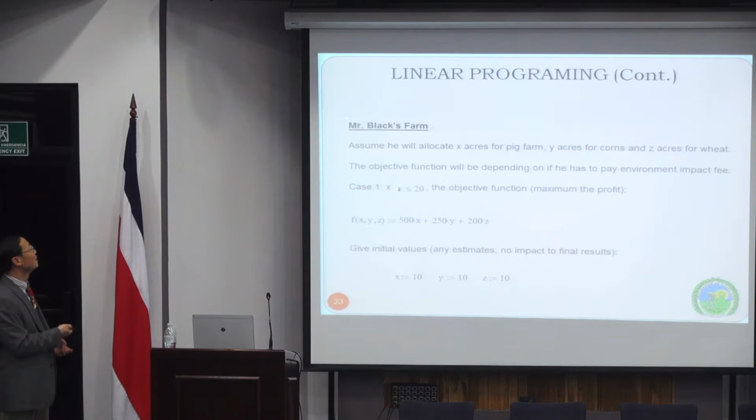And so the boundary condition will be x plus y plus z equals the total acreage he has. And the profit: each acre of x will make 500, y makes 250, and z makes 200, so f is the total profit. All we need to know is what x, y, and z I should choose so that my f is the largest. So that's called linear programming.